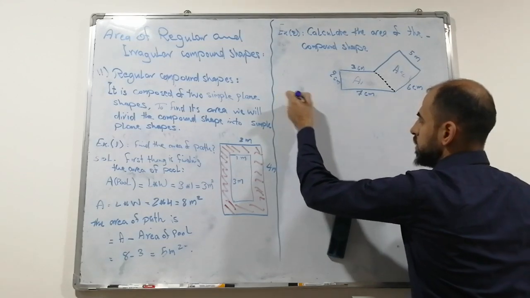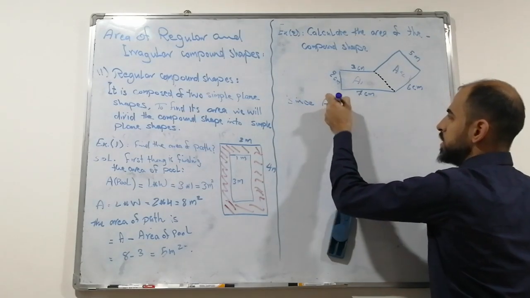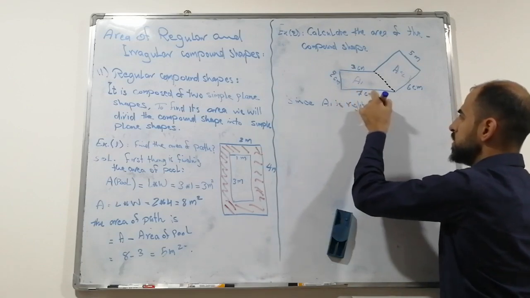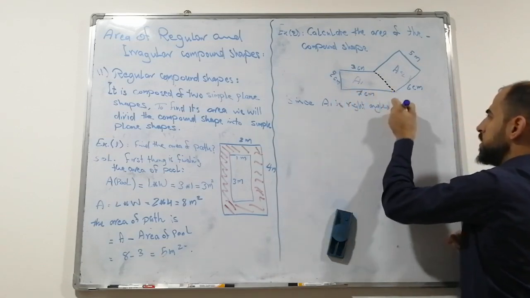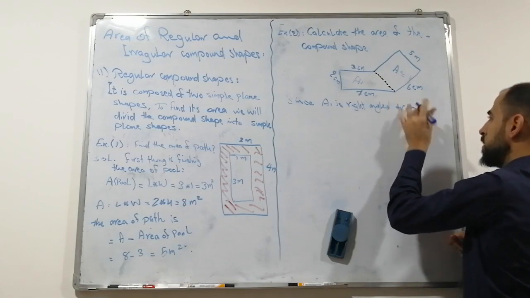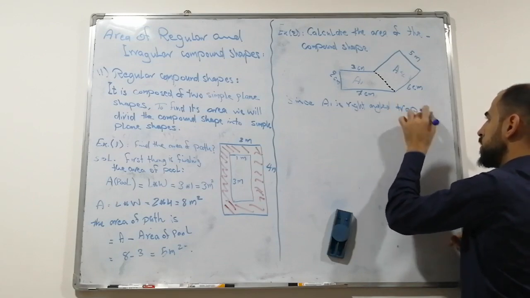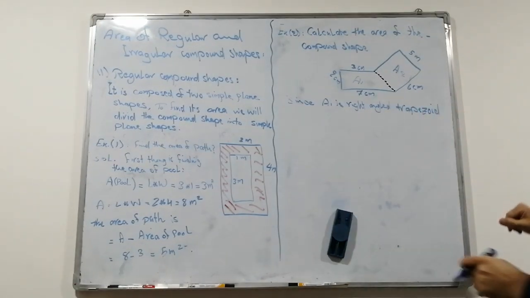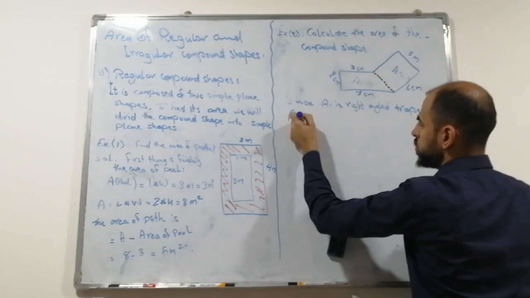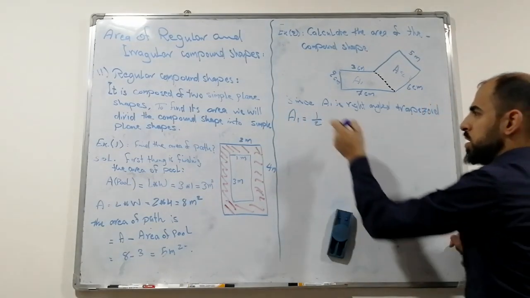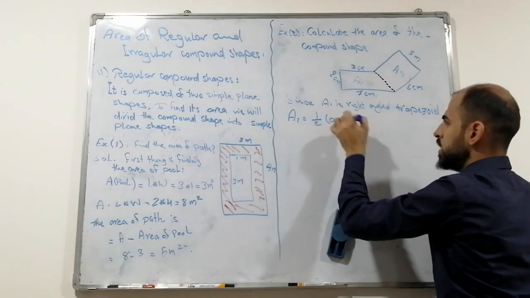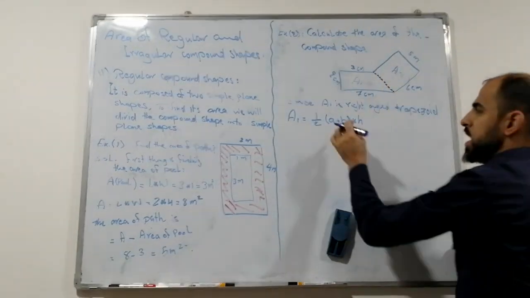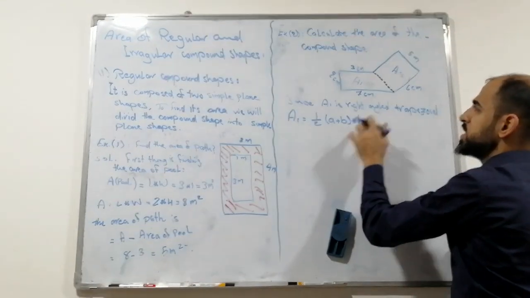And since A1 is a right angle trapezoid, we will use the law of area of trapezoid. A1 equals 1 over 2 multiplied by (A plus B) by height. A is the upper base, B is the lower base and H is the height.